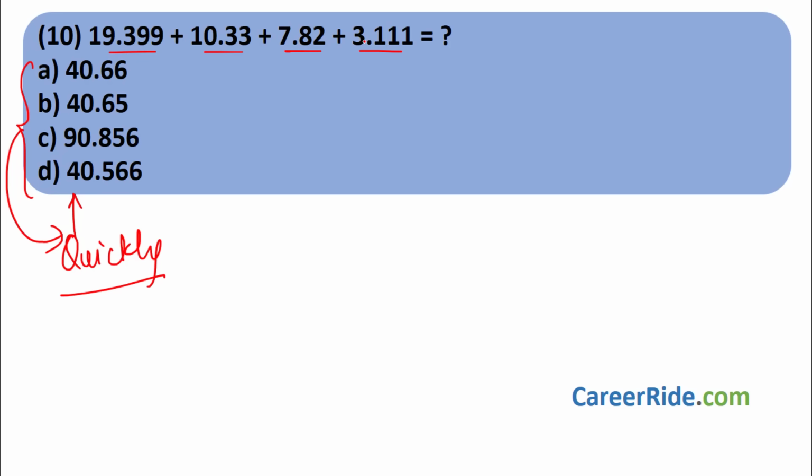29 plus 10, 7 plus 3 is 10, 39. So 90 can never be the answer because the addition comes out to be around 40, 39, 40. Okay, so 90 is not the answer. Now let us see which one is the answer.